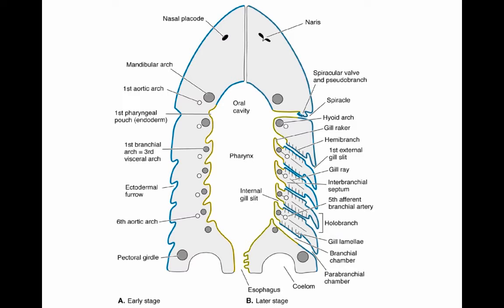So what we're seeing here in the early stages of development is that these gill slits are going to develop both as an in-pocketing from the inside of the pharynx and also in an invagination from the body surface.